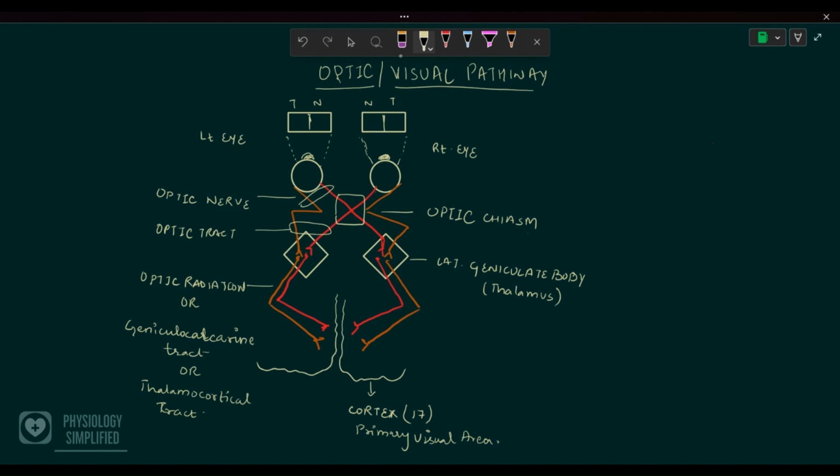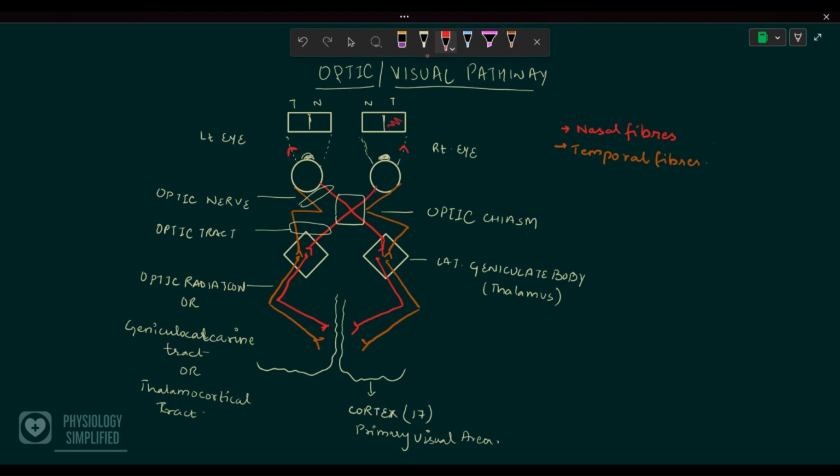Let's write down that the red represents the nasal fibers. This is just for you to remember. The orange are the temporal fibers. These fibers work opposite to their name while they depict the image. So what I'm saying is the nasal fibers will perceive the image formed on the temporal half of the visual field.